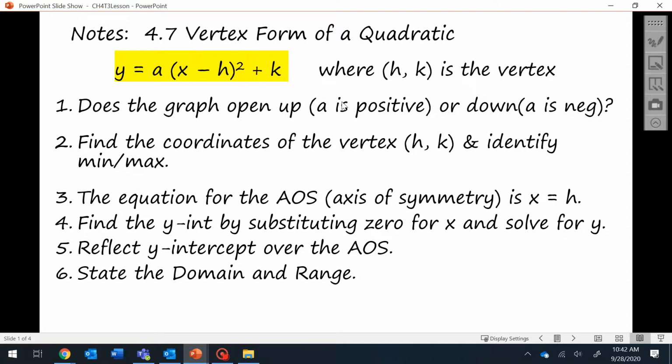So does the graph open up? If a is positive, it opens up. If a is negative, it opens down. The vertex, h comma k, and identify if it's a minimum or a maximum. The axis of symmetry, which is just x equals h, equal to the x coordinate of the vertex. The y-intercept, by substituting 0 for x and solving the equation for y. And then the y-intercept gets reflected to create the graph, and then the domain and range.